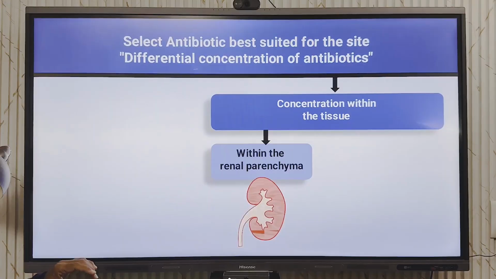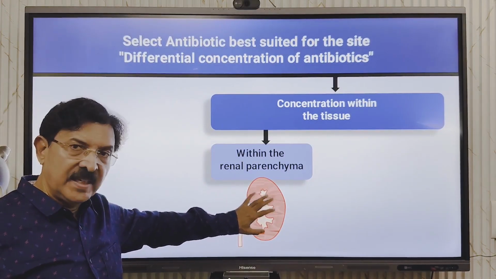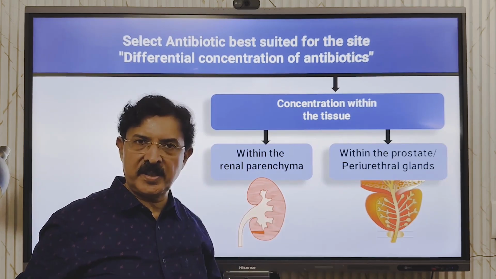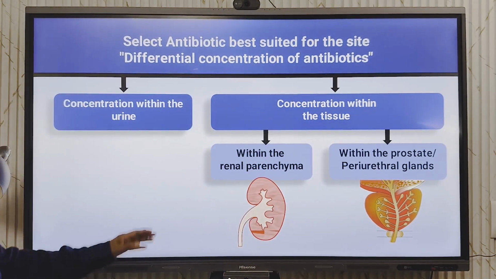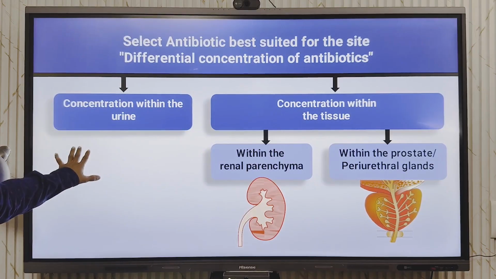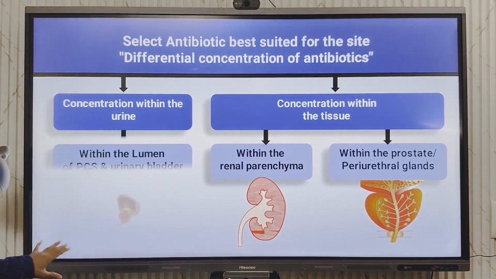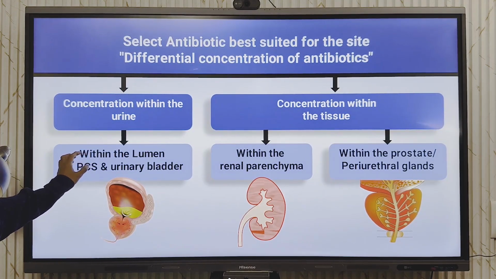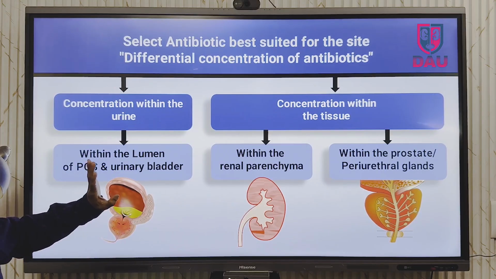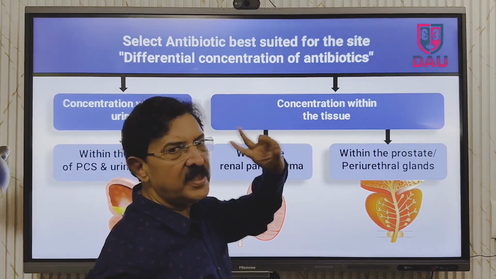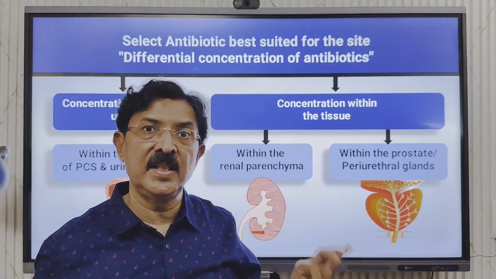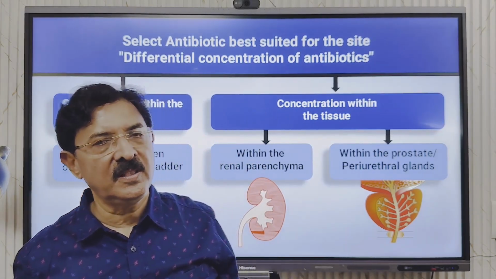The concentration of a given antibiotic within the tissue may be different in renal parenchyma, or different in prostate and prostatic glands. Or the concentration may be high in urine, not much in tissue, right? So when you talk about antibiotic concentration within the lumen of the urinary bladder or within the dilated lumen of the pelvicalyceal system, then this is a different perception. So you should understand these 2 things clearly: for the antibiotic in question, how much is its concentration within the tissue and how much is its concentration within the urine.